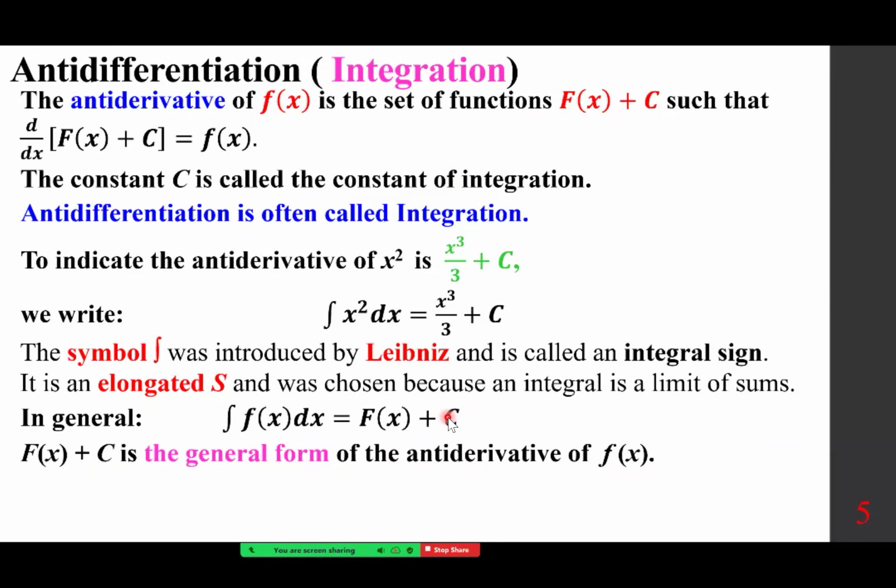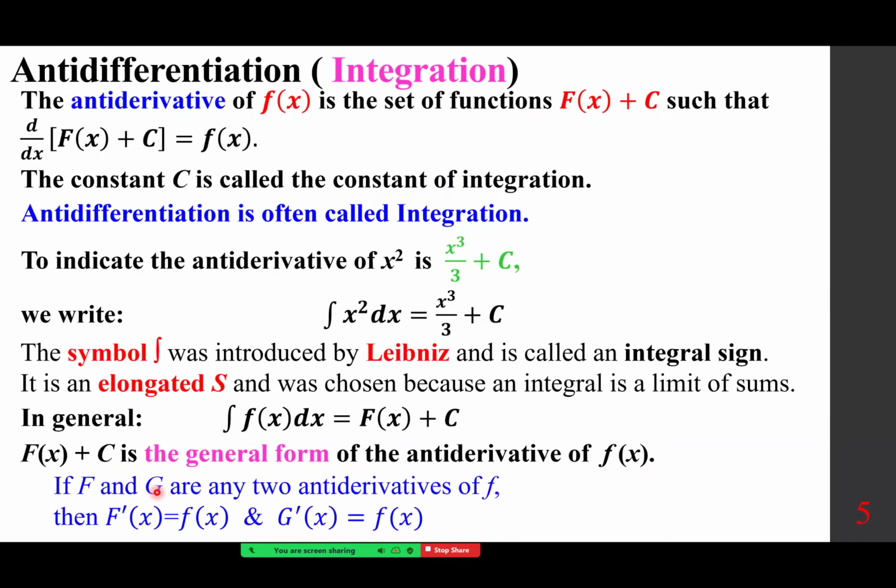So if we have two functions, capital F and capital G, and they are both antiderivatives of f, in other words, capital F prime is lowercase f of x, and capital G prime is lowercase f, then capital F and G must be the same except for a difference of c. So you can say G of x is F of x plus c. They only differ by a constant. That's the concept.